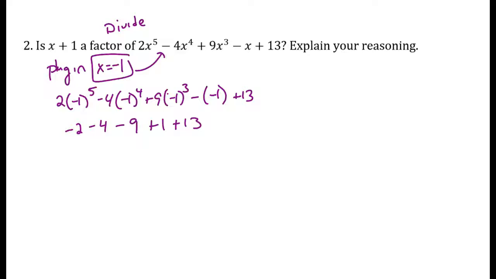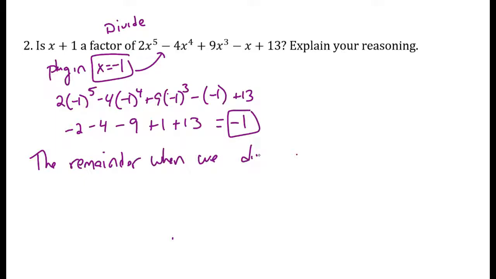13 plus 1 minus 9 minus 4 minus 2. I got negative 1, which does check out. So what does this tell me? This tells me the remainder when we divide by x plus 1 is -1, because that's what I got out there. Whatever that output is, that's my remainder when I divide by x plus 1. So the remainder when we divide by x plus 1 is -1.